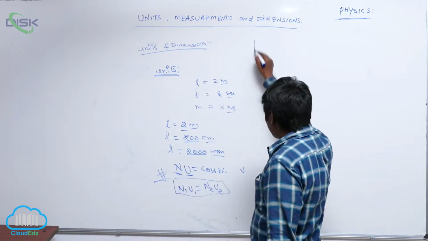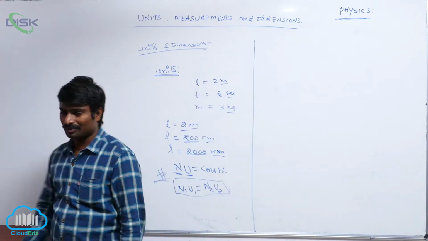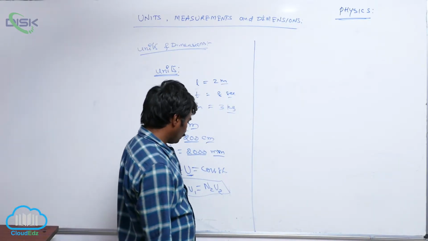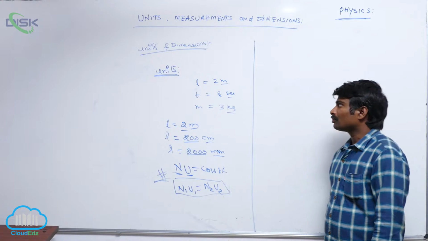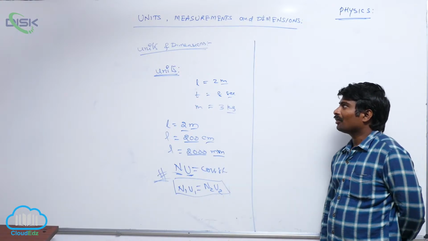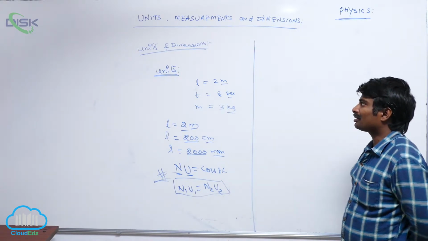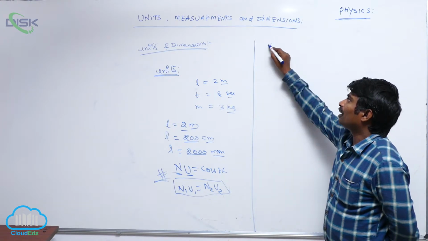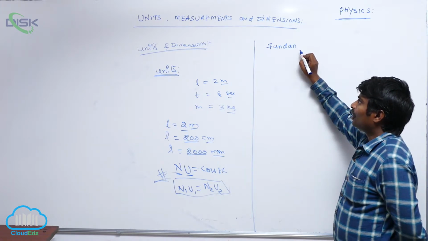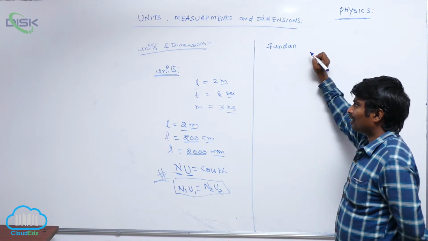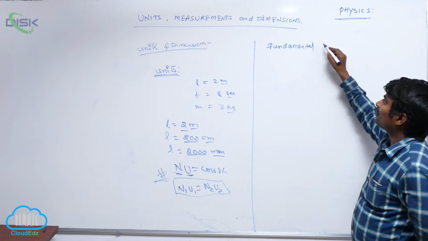Now we are having 7 physical quantities, fundamental physical quantities. Now let us go for dimensions. All the physical quantities we are going to divide into 2 parts. One is fundamental physical quantities, another is derived physical quantities. What do you mean by fundamental physical quantities? Whose measurement does not depend on any other physical quantity is called fundamental physical quantity. And we are having 7 fundamental physical quantities.